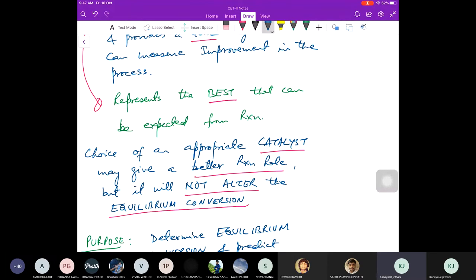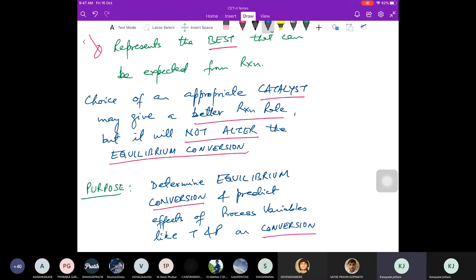Most of the reactions industrially practiced will have some catalyst. Because thermo does not talk about what will happen with a catalyst, it's kinetics. Kinetics will predict ki ye catalyst use kiya aur measure kiya to kya hoga. But the catalyst will not alter the equilibrium conversion. What is predicted by thermo as the maximum you can achieve is 90%. So catalyst, what you can do is you can increase the rate of reaction. Reaction fast kar sakte hain, but 90% se jyada kabhi nahi ho sakta.